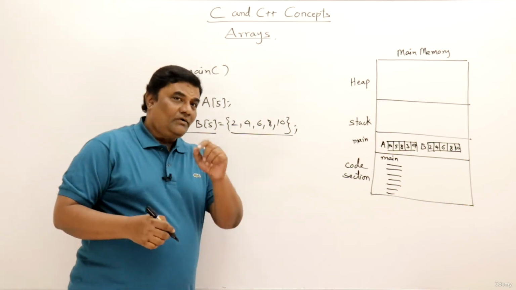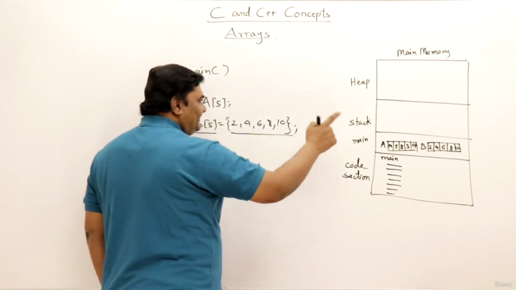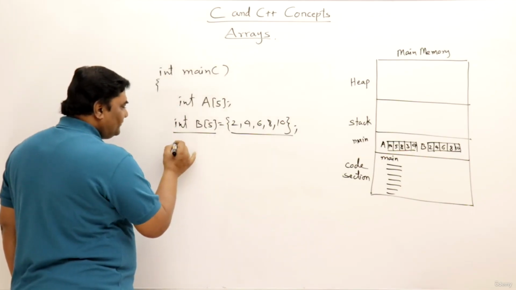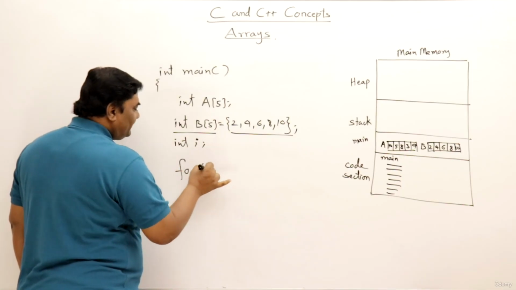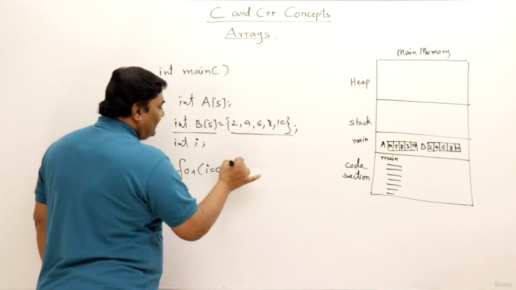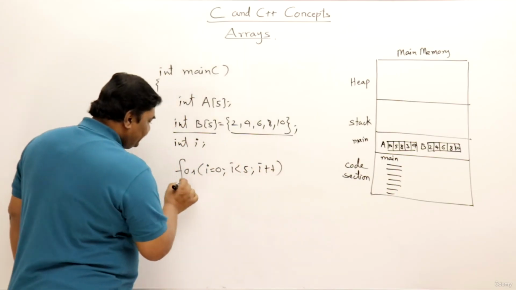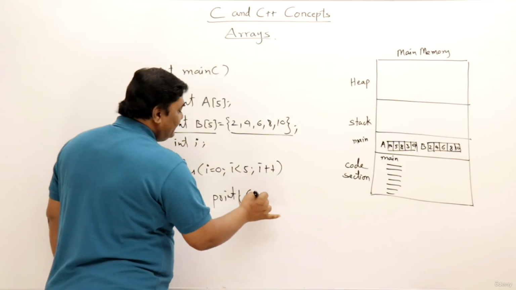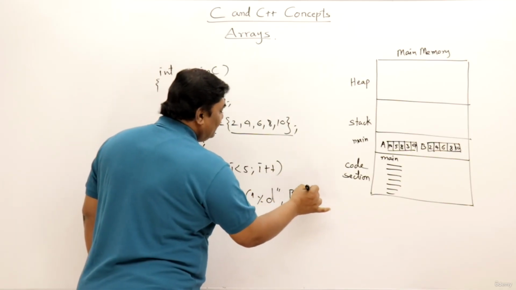Now the next thing is how to access an array. For accessing an array, we can access all the elements one by one. Suppose I want to print all of them, then I can use a for loop. So for that I will take one variable i, and using a for loop, for int i assigned 0, i less than 5 since 5 elements are there, i plus plus, then using printf I can print it. So printf %d, b of i.